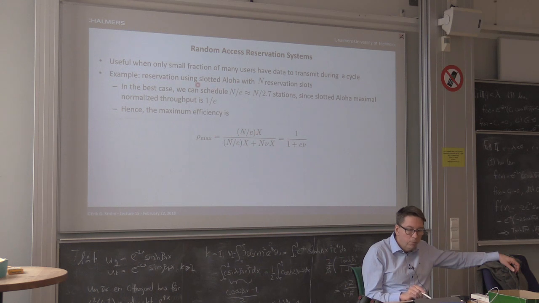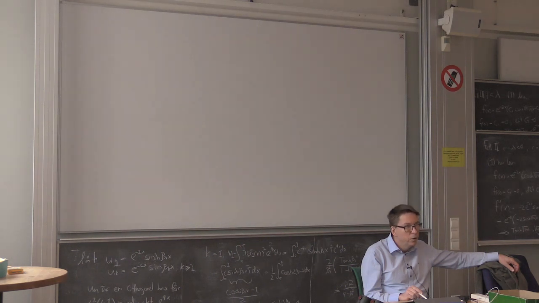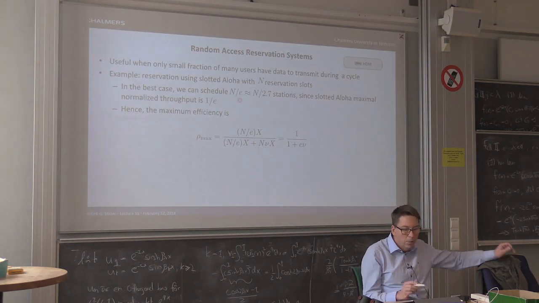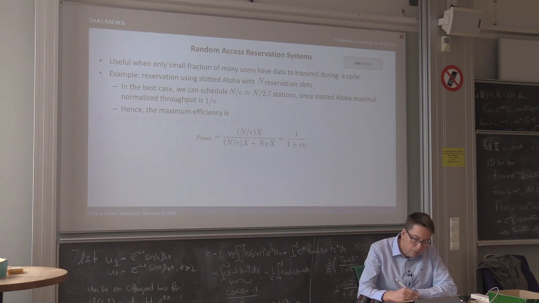Reservation could be done with slotted Aloha, and say that we have capital N reservation slots. In the best case, we know that we can schedule N over e users during the reservation interval. And why is that? Well, it's because the reservation interval here consists of N slots.